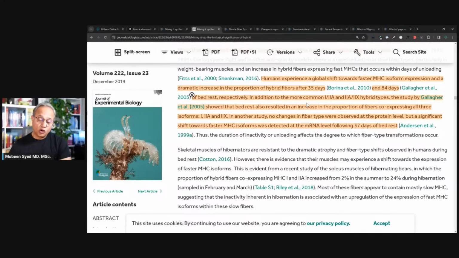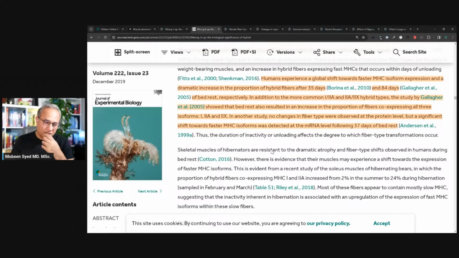Then check this out. In addition to the more common type 1, 2A, which in this study were reducing, and type 2A, 2X, these are the fast but fatigable ones. This study had shown that these fibers had increased. Type 2A hybrid types, the study by Gallagher showed that bed rest also resulted in an increase in the proportion of fibers co-expressing all three isoforms. The point here is disuse changes the fiber types too. Exercise changes the fiber type too.